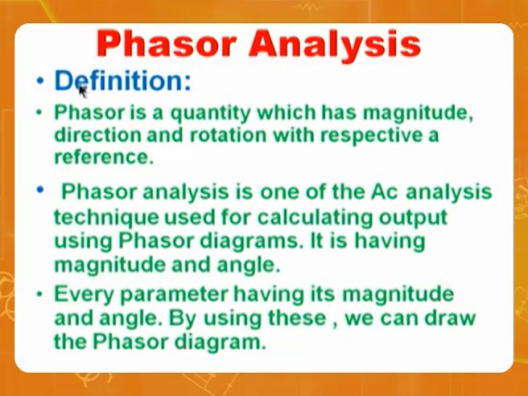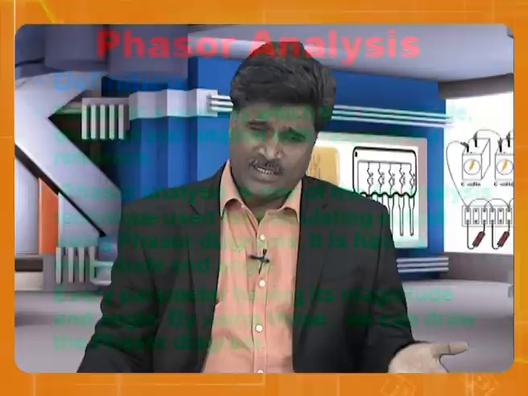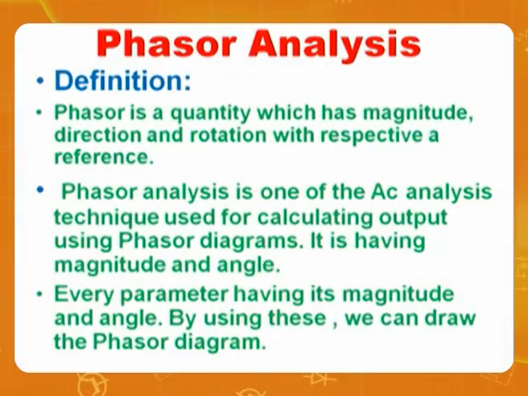The first definition. Phasor analysis definition is: a phasor is a quantity which has a magnitude, direction and rotation with respect to a reference. Please understand, a phasor is not a vector. So it is neither a scalar nor a vector. We can treat them as a vector because it gives a direction in the form of an angle. So when an angle is given, automatically it looks like a magnitude and direction.